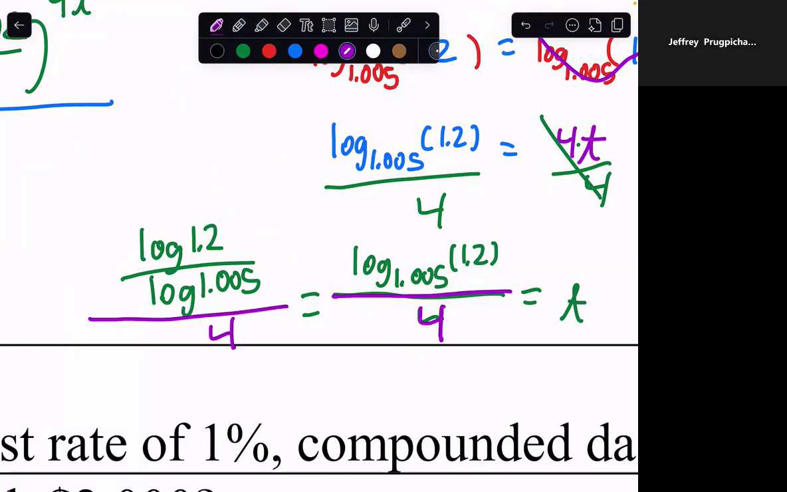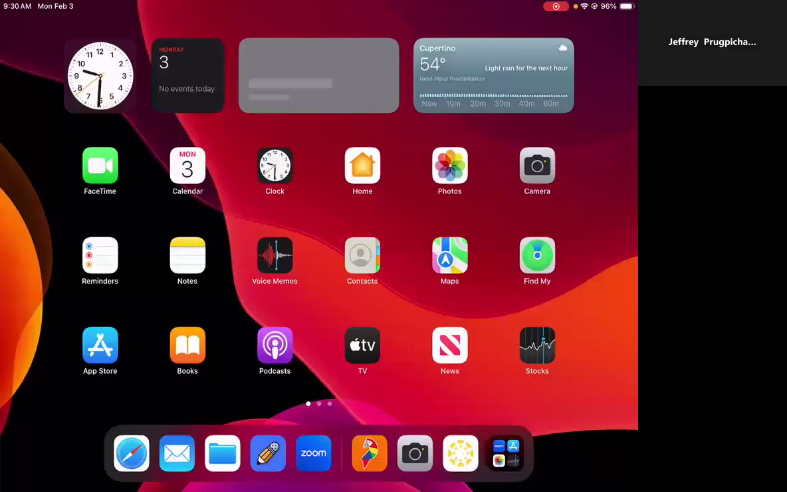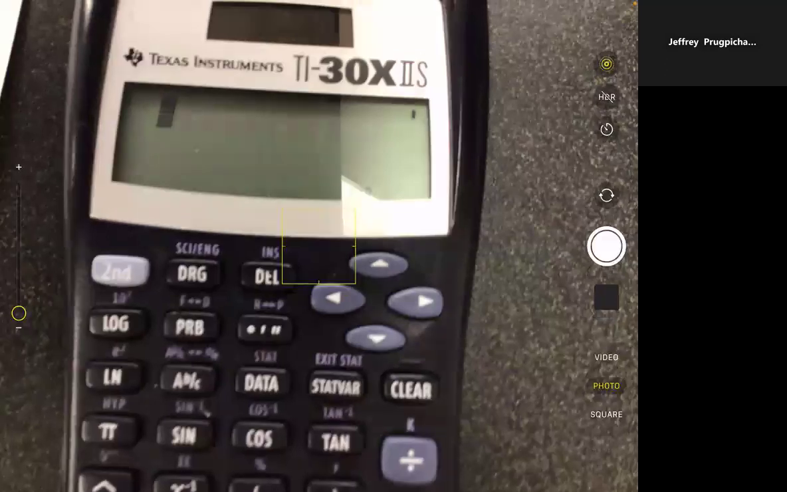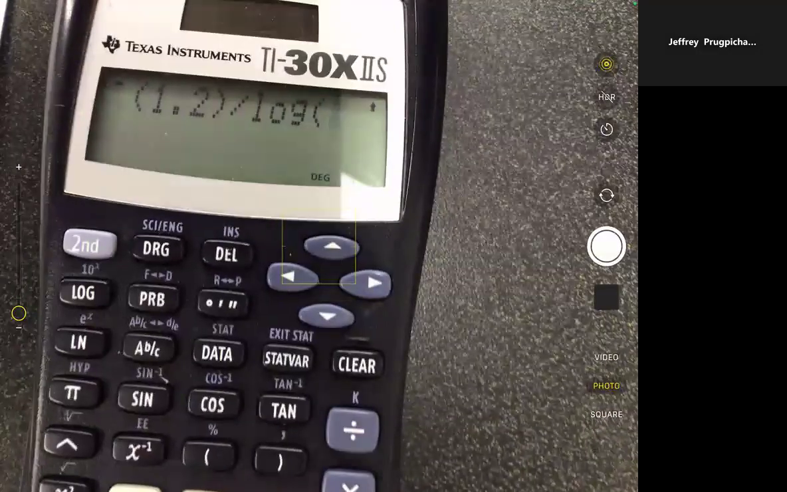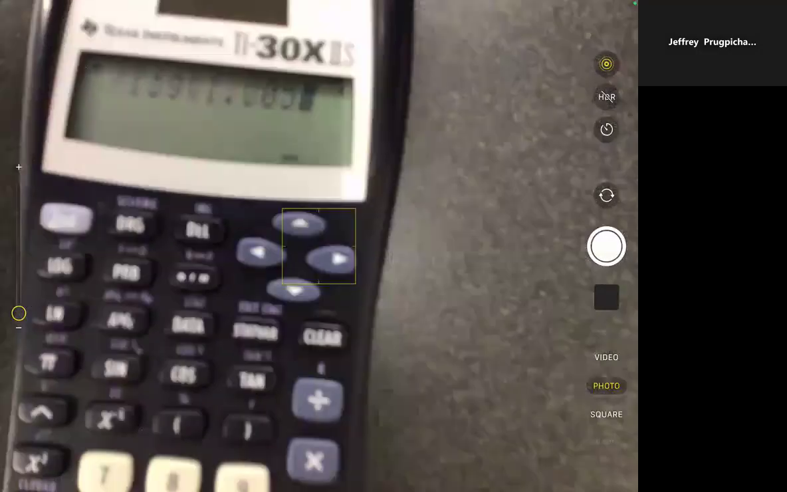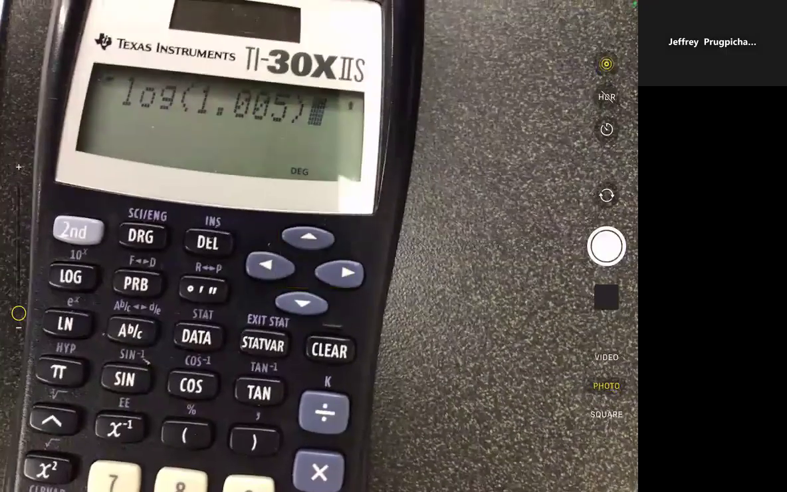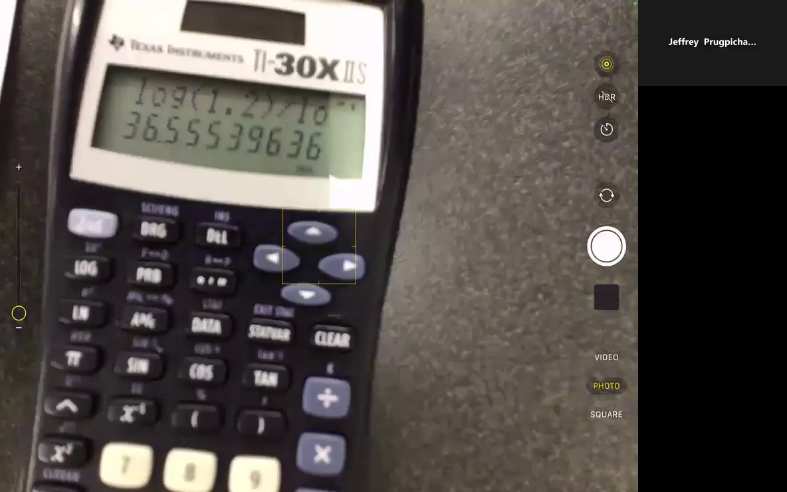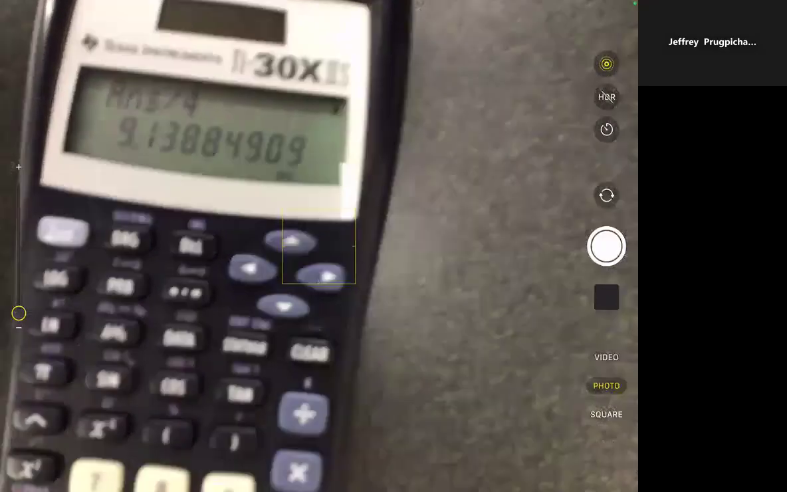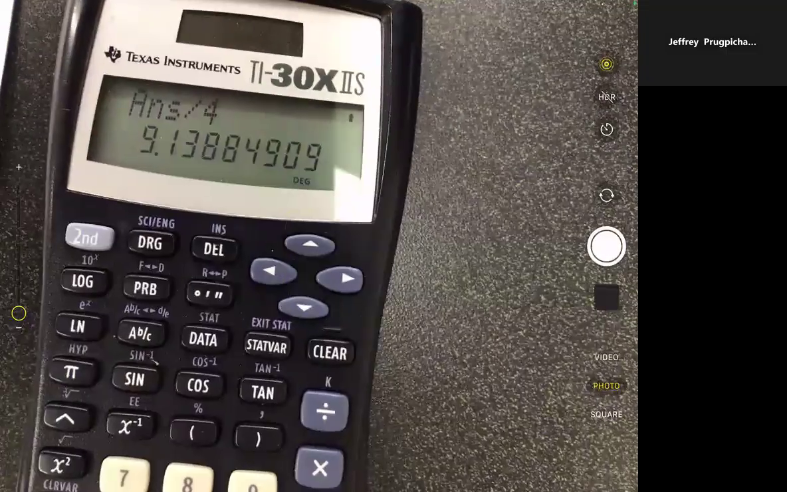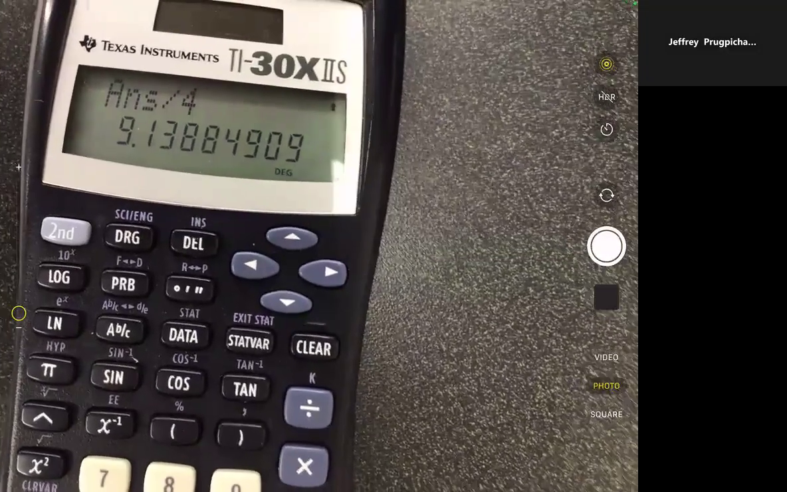Okay, so let me show you how I would type this into my calculator. I do common log of 1.2 and divide that by regular log of 1.005. I'll do that one first, and then I'll take that answer and divide by 4. So you can see that this rounds to about 9.14.